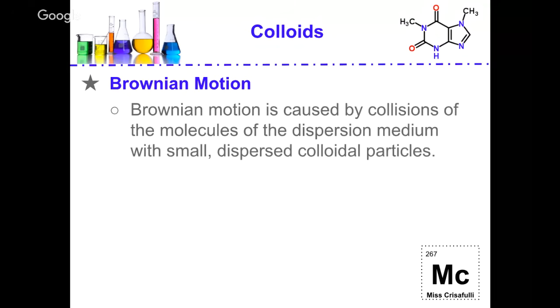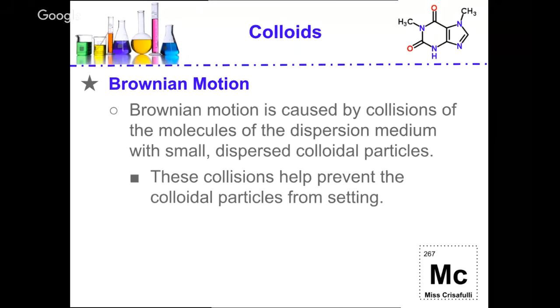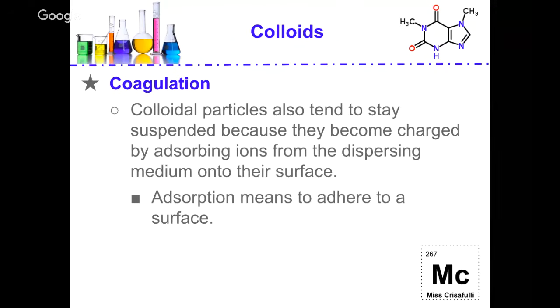Brownian motion is caused by collisions of the molecules of the dispersion medium with small dispersed colloidal particles. These collisions help prevent the colloidal particles from settling. Coagulation. Colloidal particles also tend to stay suspended because they become charged by absorbing ions from the dispersing medium onto their surface. Absorption means they adhere to the surface.